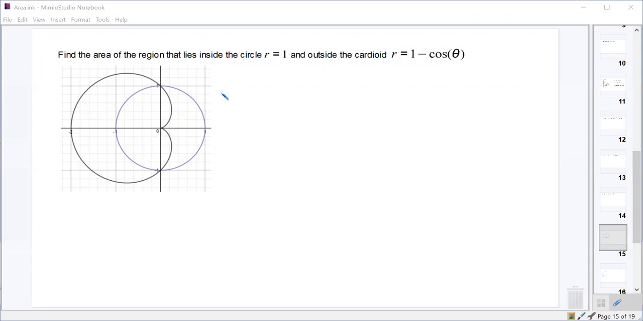So for this one, we are looking for the area that is inside the circle, but outside the cardioid. So we are looking for this region right here. Everybody would agree with that? Hopefully so. Okay. So if we're trying to find that specific region, what do you think we need to do first?